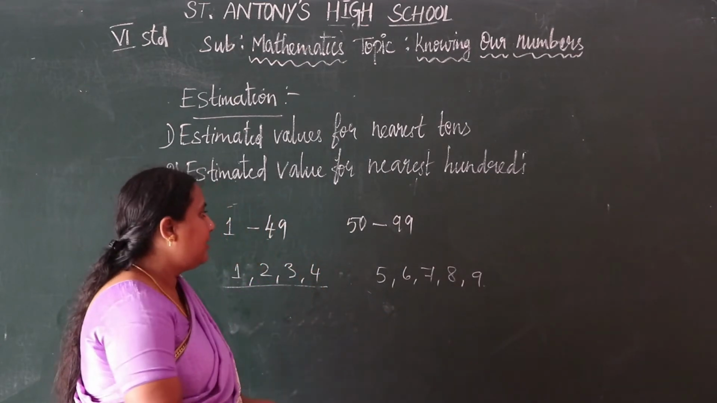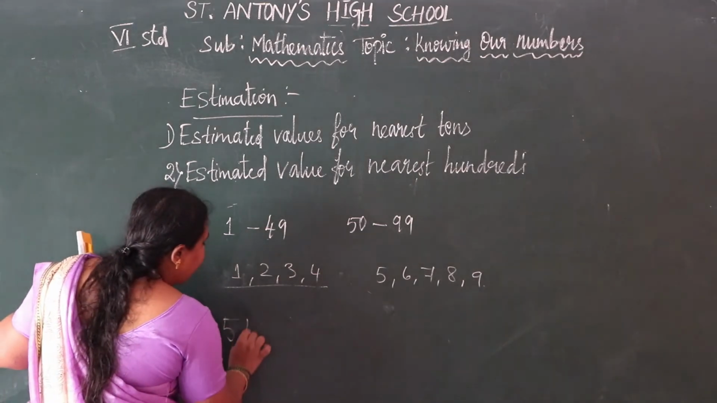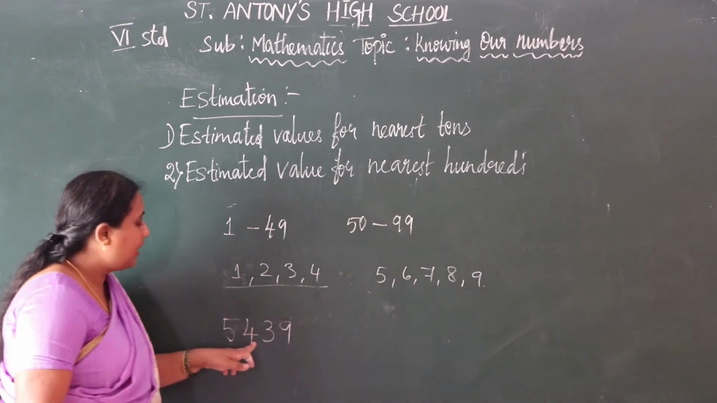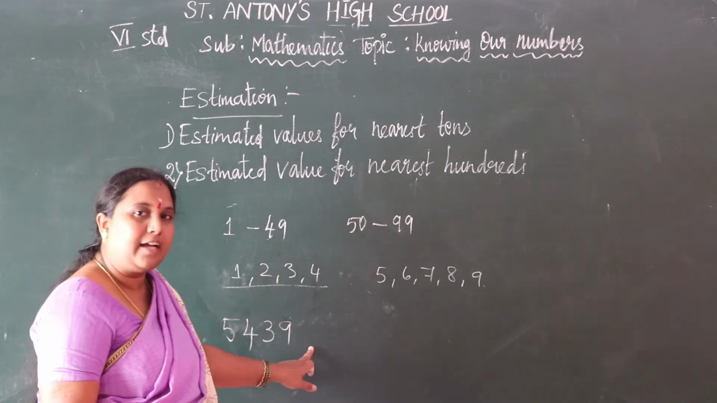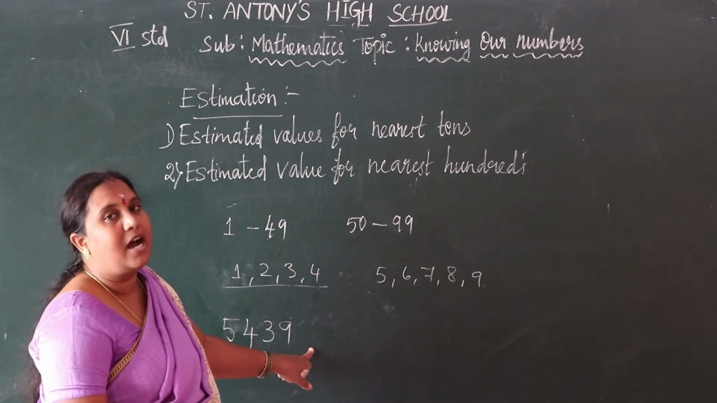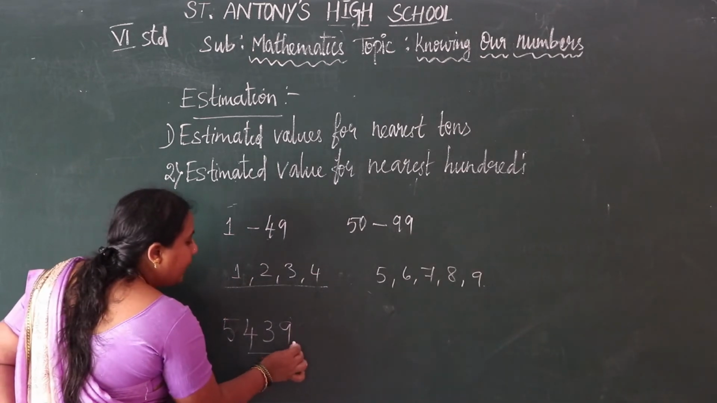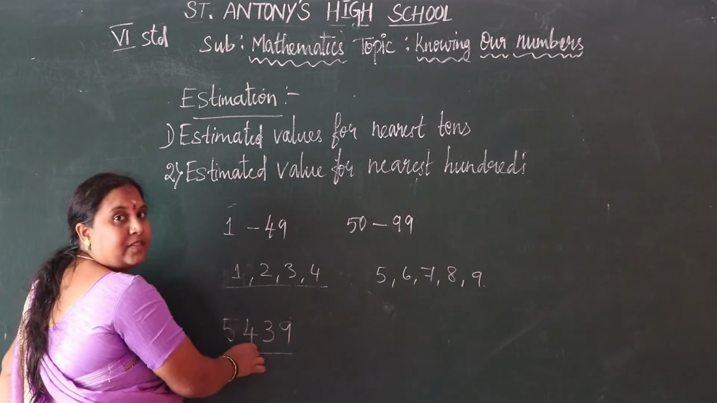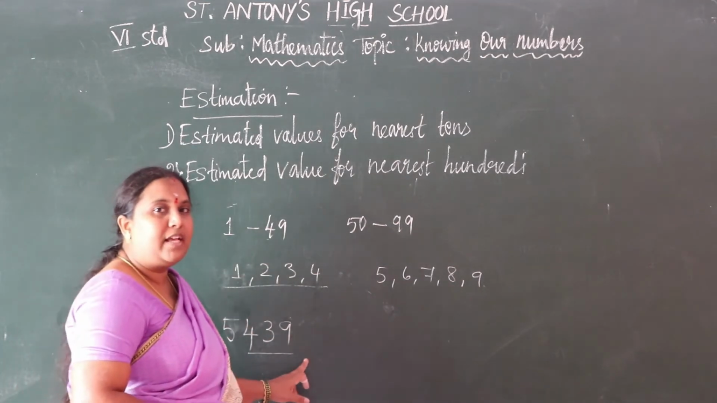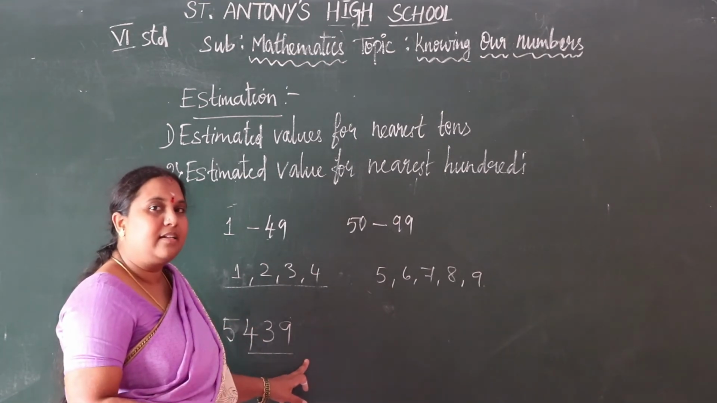See here, let us see one example. Let us take 5439. We are taking a 4-digit number here. So we round it off to the nearest 100. Nearest 100 means we can take 3 digits: units, tens and hundreds. In units place we write 0, whatever the number is.